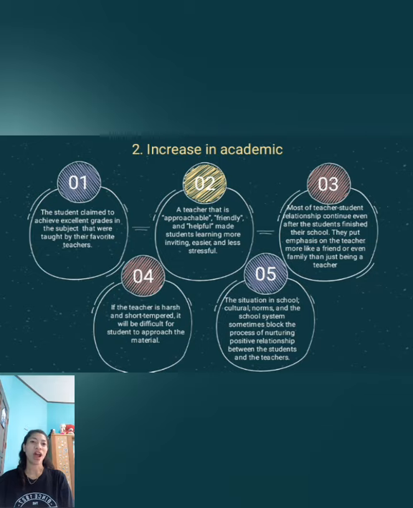If the teacher is harsh and short-tempered, it will be difficult for students to approach the material. The situation in school, cultural norms, and the school system sometimes slow the process of nurturing positive relationship between the students and the teachers. So, a good relationship between teachers and students results in academic improvement.